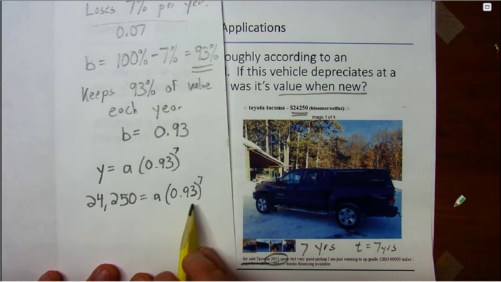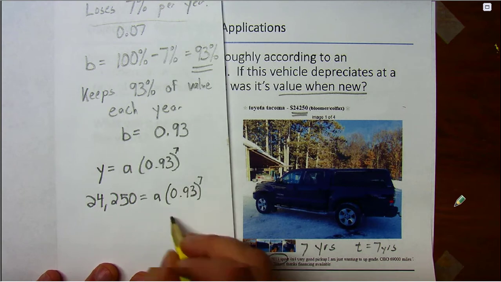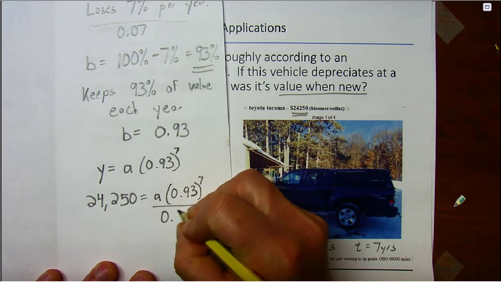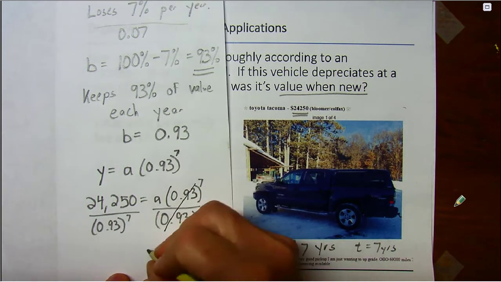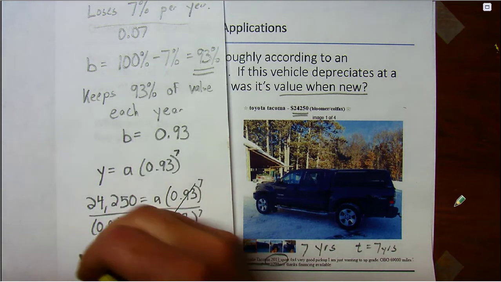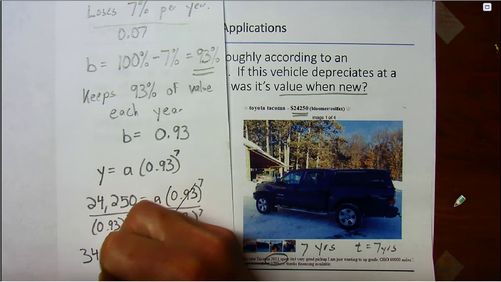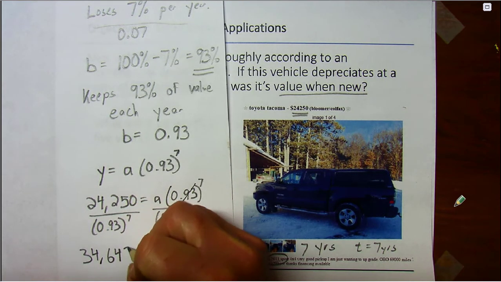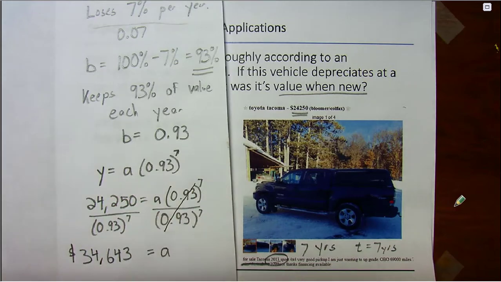24,250 is A times 0.93 to the 7, so let's divide that off. And that means the A value in this exponential decay problem is 24,250 divided by 0.93 to the 7th power. Make sure you try that in your calculator. You should get $34,643. That was what this started at.